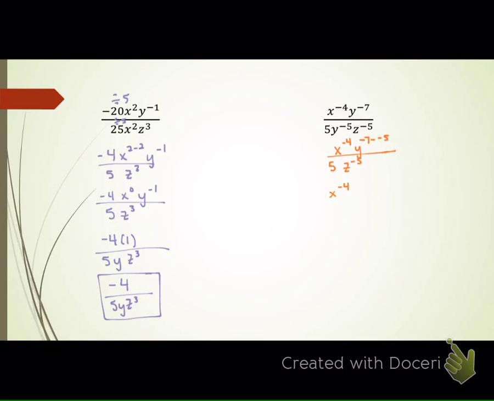So let me just do this real quick. So that's negative 7 plus 5, which is negative 2. All right, there's a lot of movement going on here. What's going to happen? The x to the fourth goes to the bottom, making that positive. It still stays with the x. Good. What else do you move? And that becomes y to the positive 2. Very good.